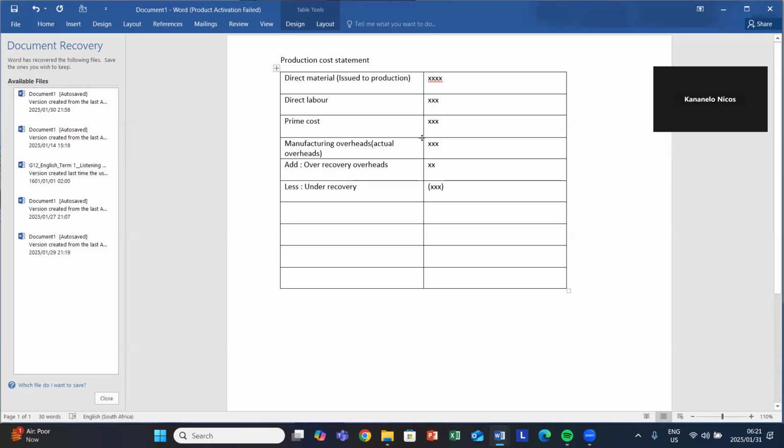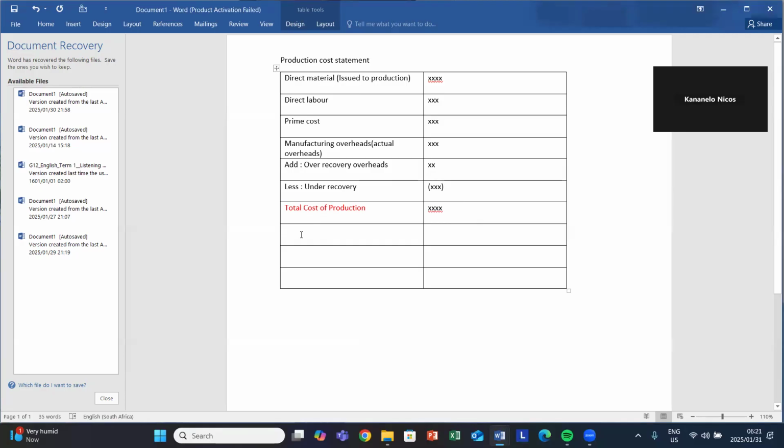So when you say prime cost plus your overheads, add your over recovery or less your under recovery, you are going to get the item that we call total cost of production.